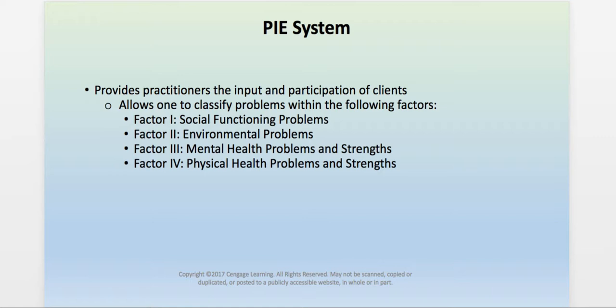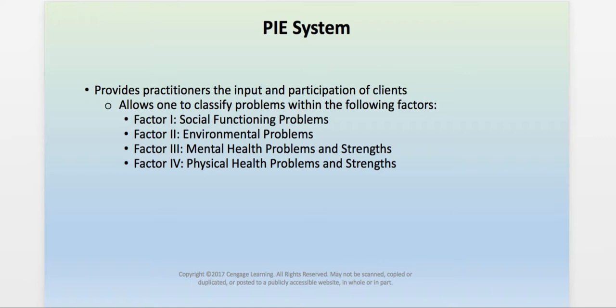Now, a system that you're very familiar with and we are familiar with in the social work profession is the Person and Environment System, or PIE system. I don't think we're supposed to call it the PI system, but the PIE system provides practitioners the opportunity to consider the input and participation of the clients. And it gives you the opportunity to classify problems with four different areas of factors in the client's life. That includes social functioning problems, environmental problems, mental health problems, and physical health problems and strengths.